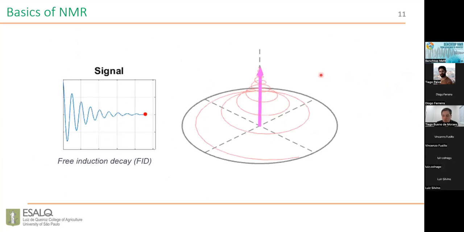Here I show you a visualization of this process of the return of the total magnetization to the equilibrium position. And here, what we detect as an NMR signal, known as the free induction decay.